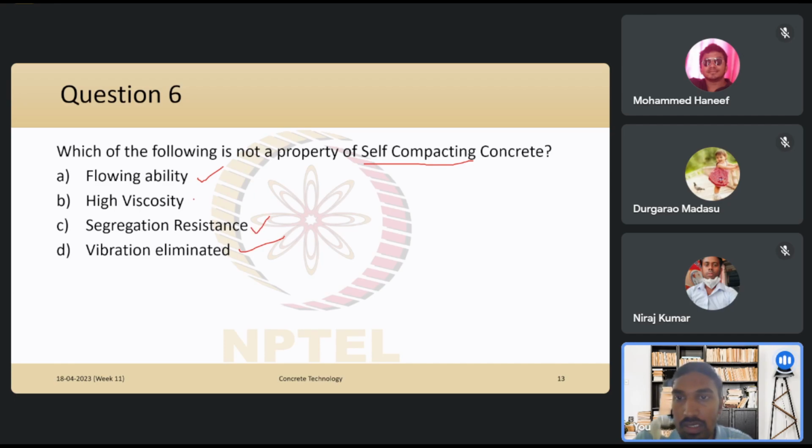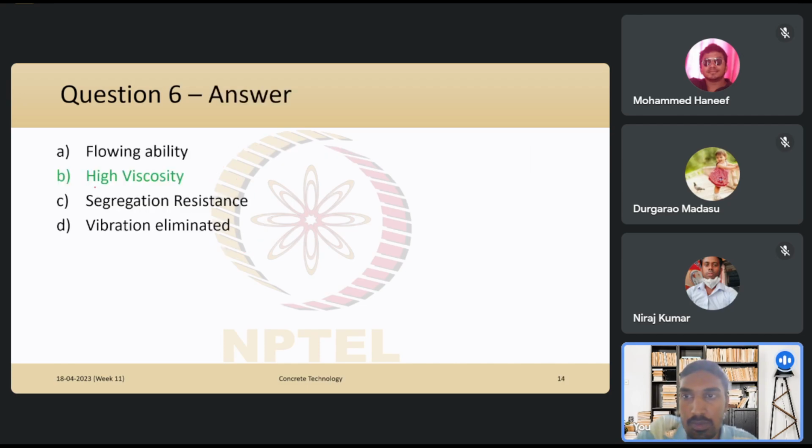But high viscosity is the only one which is not a property of self-compacting concrete, because when you have high viscosity, you will not have high flowability, right? Actually A and B are opposites. So when you have high flowability, you will not have high viscosity, and that is the right option. High viscosity is not a property of self-compacting concrete, right? Therefore, the right option is B, high viscosity.